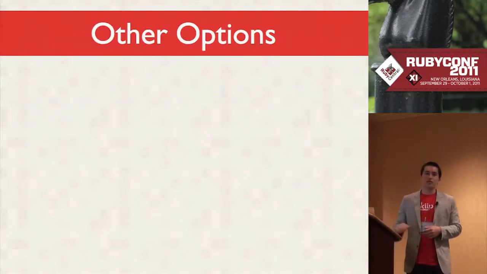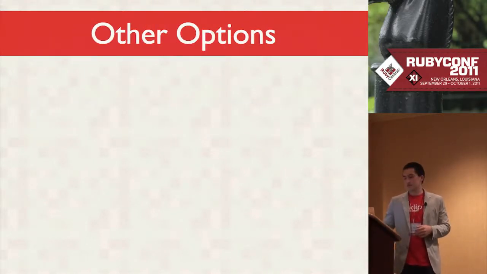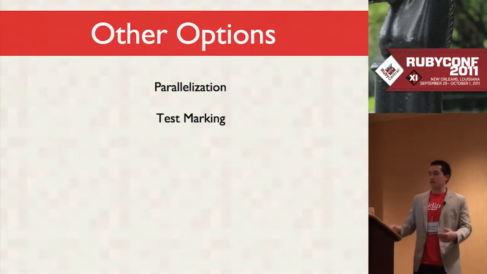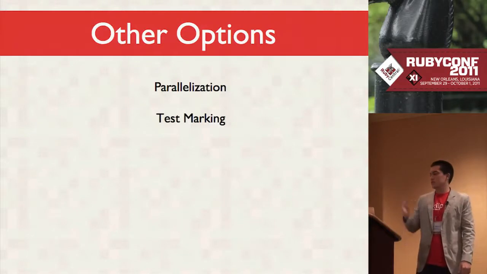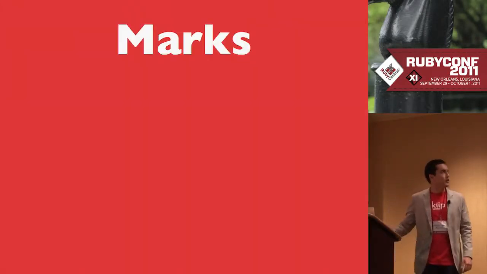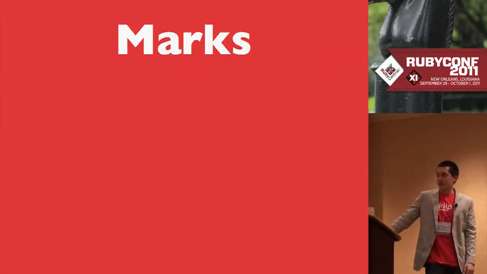There are other options when you have fast tests and slow tests. Parallelization and test marking, and I do talk about both of these, so I'm just going to ignore them for now. And actually next, I think, is marks. So test marking. This is something I've never, ever seen any Ruby programmer do.